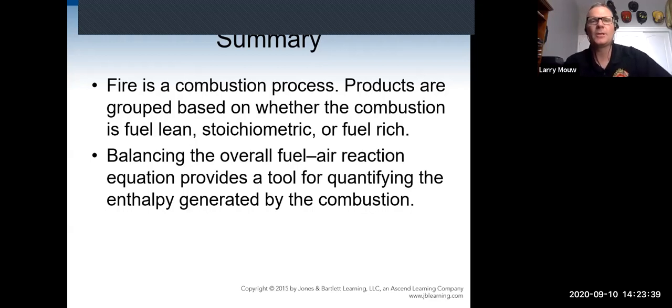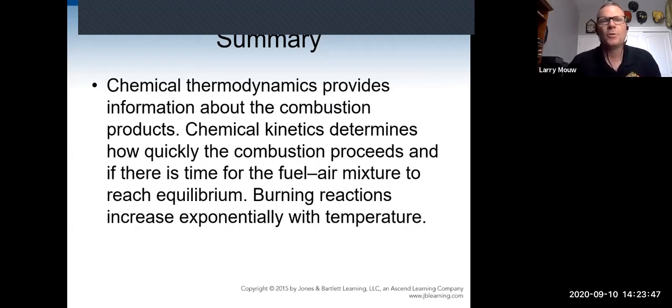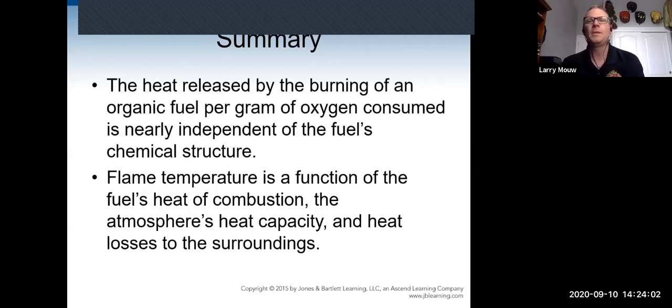Balancing the overall fuel-air reaction equation provides a tool for quantifying the enthalpy, the amount of energy that's generated by the combustion process. Chemical thermodynamics provide information about the combustion products. Chemical kinetics determine how quickly the combustion process proceeds and if there is time for the fuel-air mixture to reach equilibrium. Burning reactions increase exponentially with temperature. Heat released by the burning of an organic fuel per gram of oxygen consumed is nearly independent of the fuel's chemical structure. So flame temperature is a function of the fuel's heat of combustion, the atmosphere's heat capacity, and the heat lost to the surroundings.